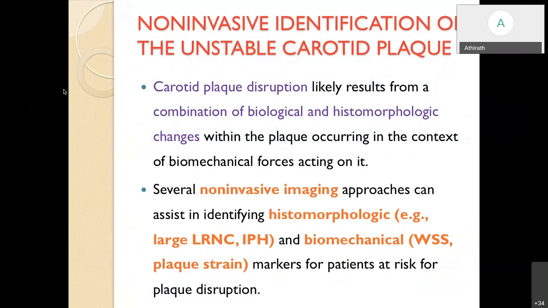Coming to the non-invasive identification of the unstable carotid plaque. As I've already told you, carotid plaque disruption results from a combination of both biological and histomorphological changes. There are several non-invasive imaging techniques which help us in identifying these histomorphologic features, such as lipid-rich necrotic core and intraplaque hemorrhage, and also biomechanical markers like wall shear stress and plaque strength.